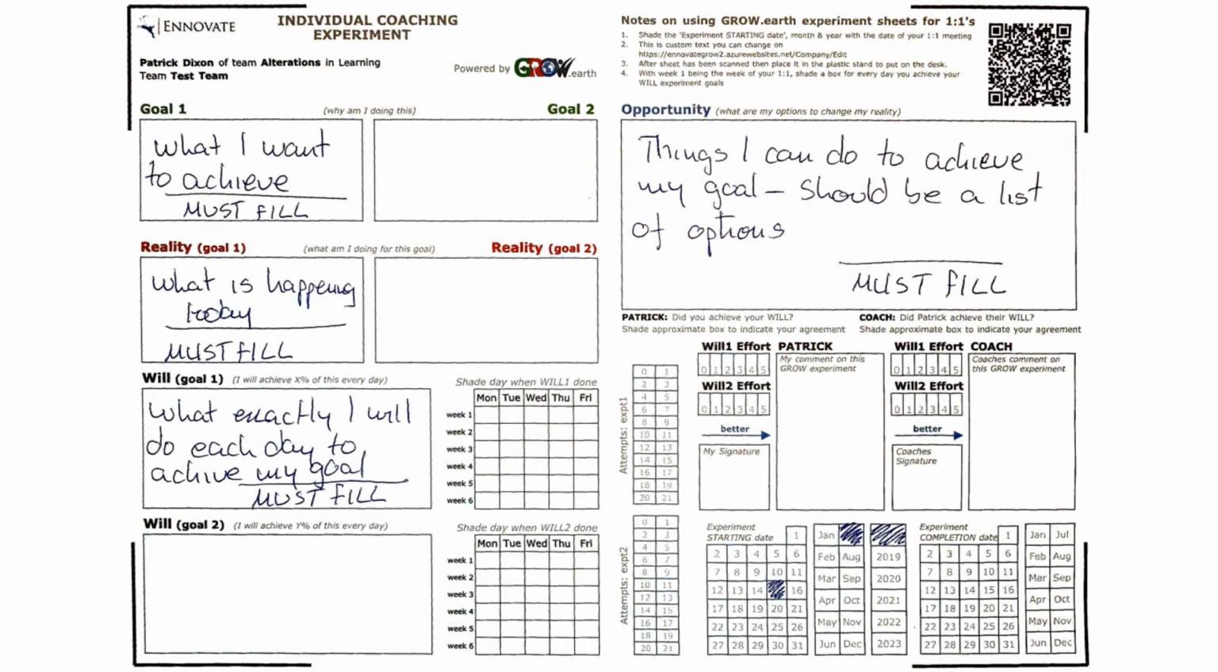So the first thing to see is that a GROW experiment has got a goal, a reality, an opportunity, and a will. So the goal is what Patrick and his coach have agreed that Patrick would like to change or what he would like to achieve in terms of his work environment. The reality is what is happening today. So generally Patrick or his coach will see something deficient in the way that Patrick's operating or an opportunity for Patrick to improve. So what they must do there is write down the reality of what's really going on.